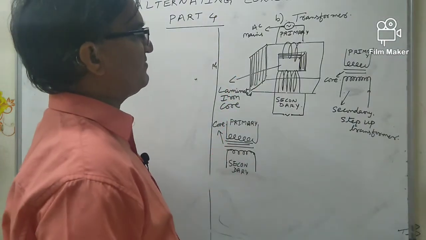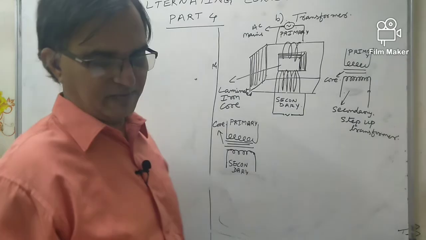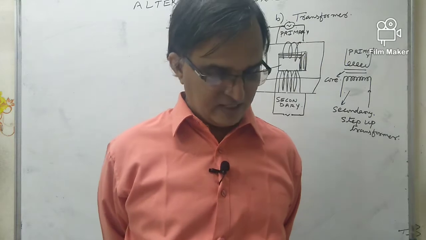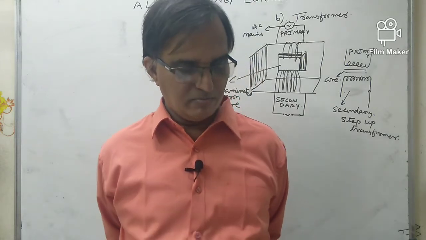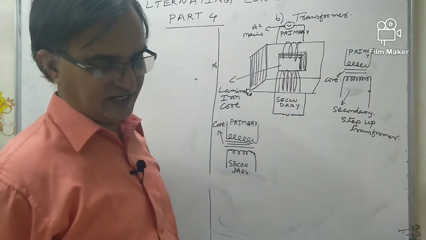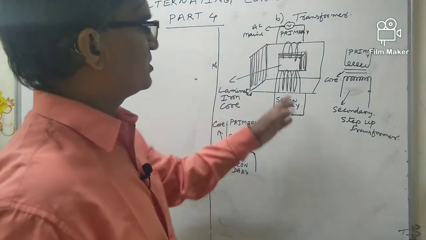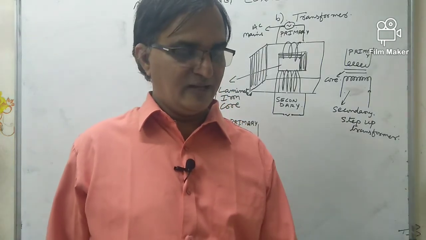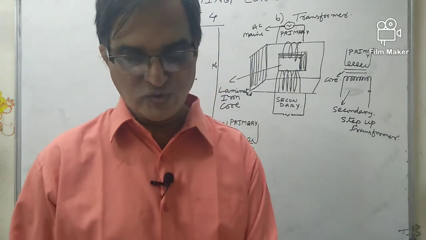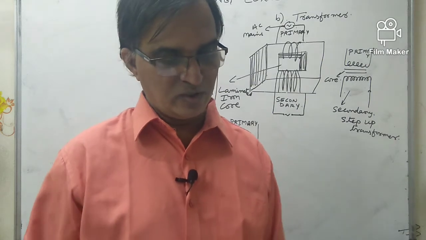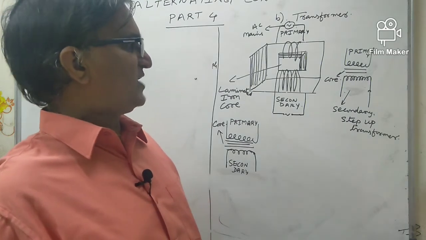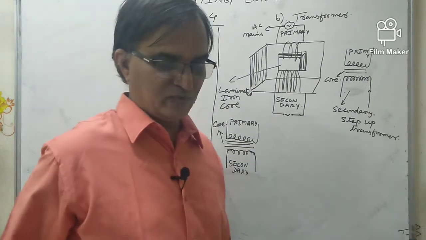Now in this case, a source of alternating EMF is given to the primary. Thereby alternating current flows through the primary coil, and a magnetic flux is produced in the core. The magnetic flux passing through it changes continuously, due to which an EMF is induced in the secondary. Transformer works on the principle of mutual induction, and an alternating EMF of the same frequency is induced in the secondary coil.